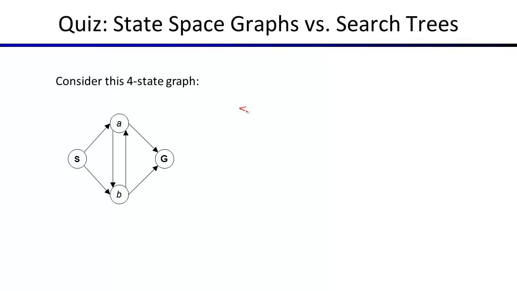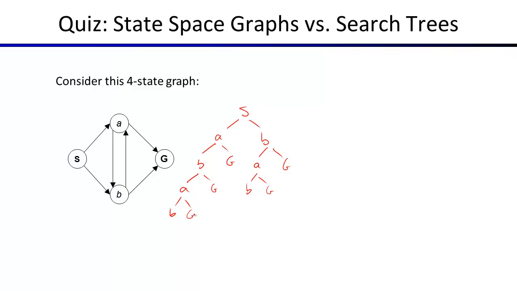You start with the start state S. You look at the successor function. You can go to A and to B. From A, you can go to B and to G. From B, you can go to A and to G. Then here, B, you can go to A and to G. Over here, A, you can go to B and to G.